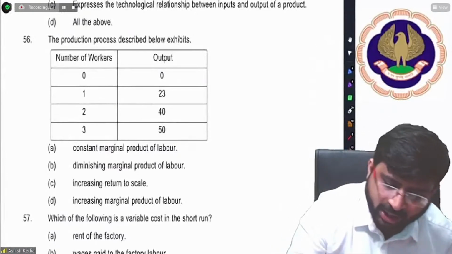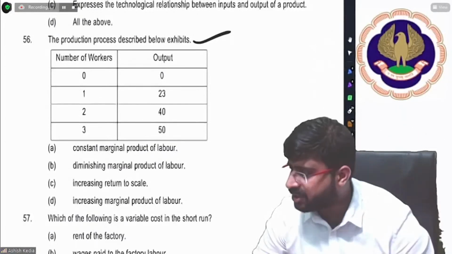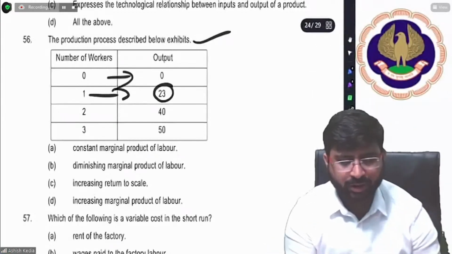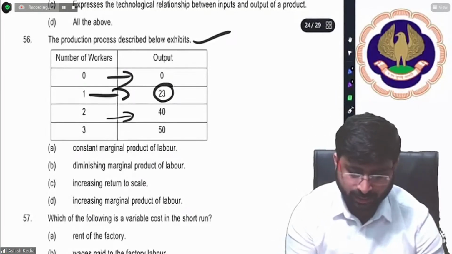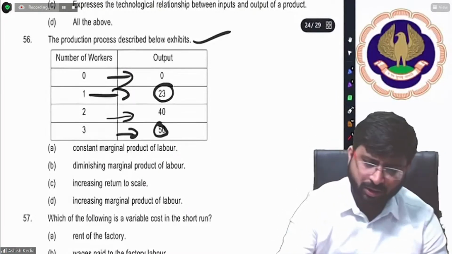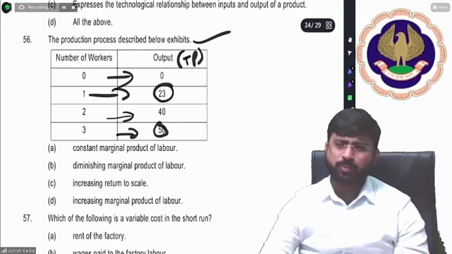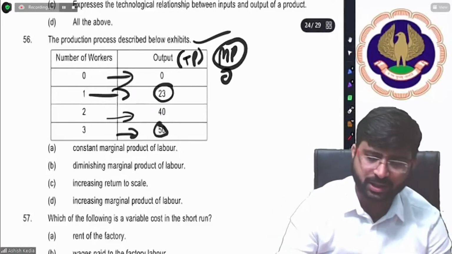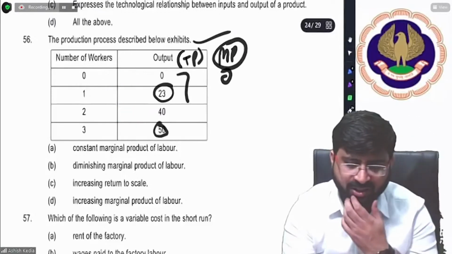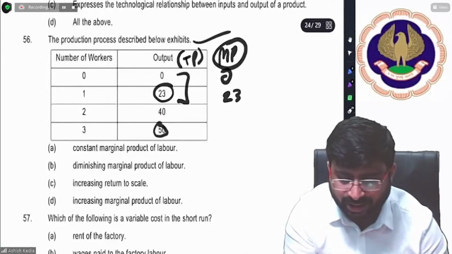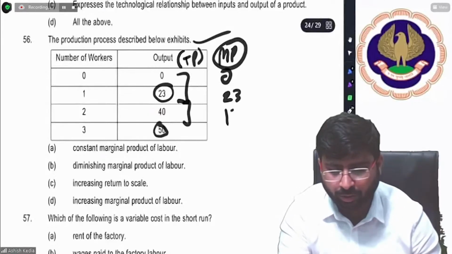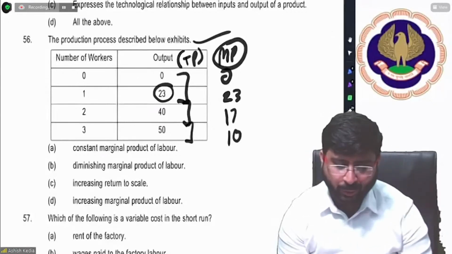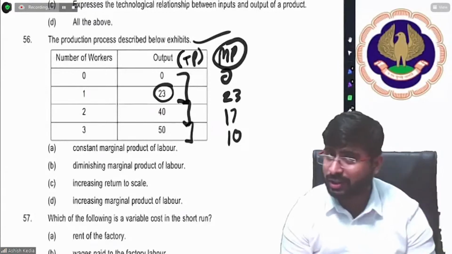Okay. The production process described below. Chart-based question. Let's see what they are asking exactly. 0 workers, 0 output. 1 worker, output increased to 23. 2 workers, 40, 3 workers, 50. This is total product. Why not plot marginal product? Here total product is changing by 23. Here it has increased by 17 units, from 23 to 40. And here it has increased by 10 units. So the question is, what is it showing here?